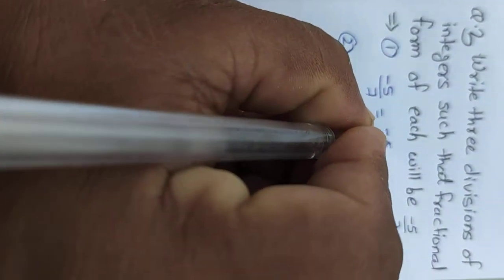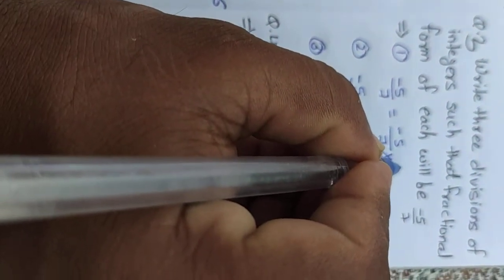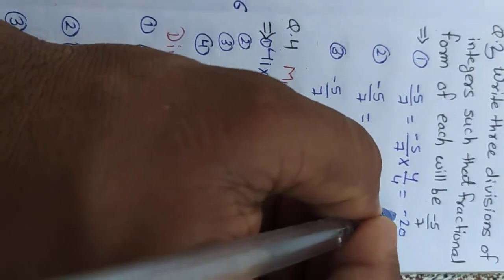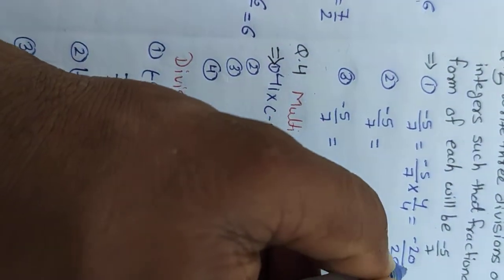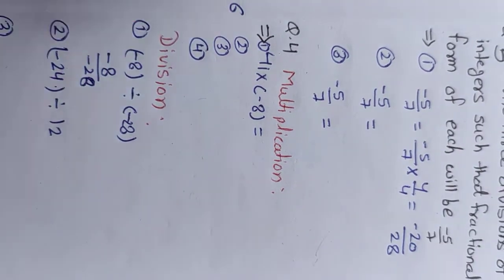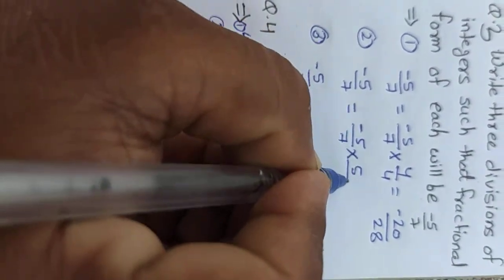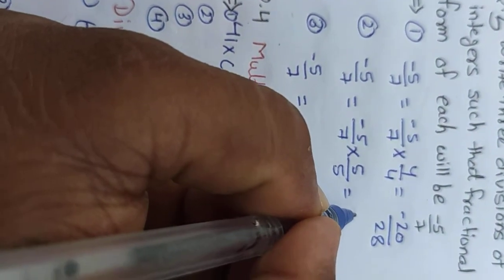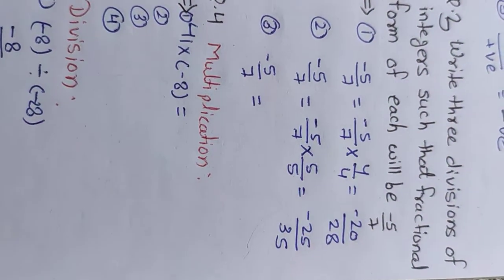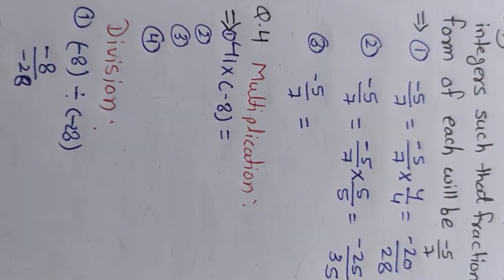So just write minus 5 upon 7 multiplied with the same number. Take either 2, 3, 4, 5, 6, any number. So I am taking 4. So 5 4s are 20 and 7 4s are 28. So the first answer is minus 20 upon 28. Second one, minus 5 upon 7 into, take 5. So it will become 5 5s are 25 upon 7 5s are 35. So similarly you have to complete the third one also. Understand?